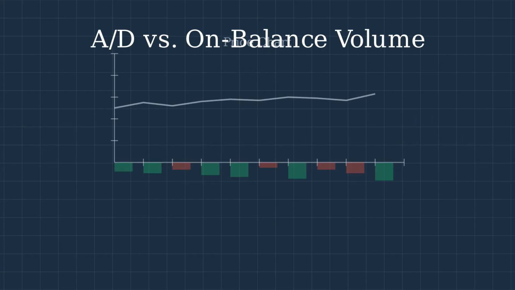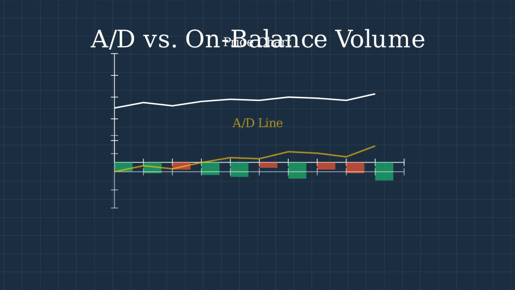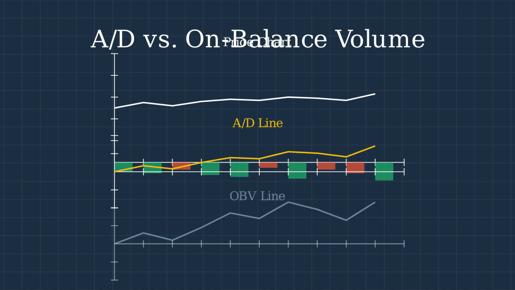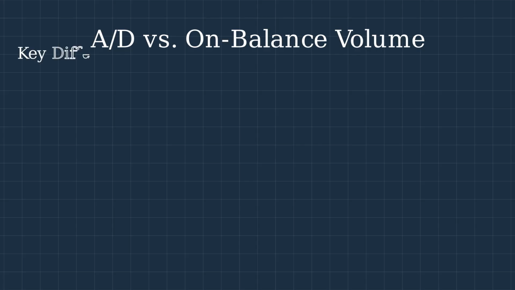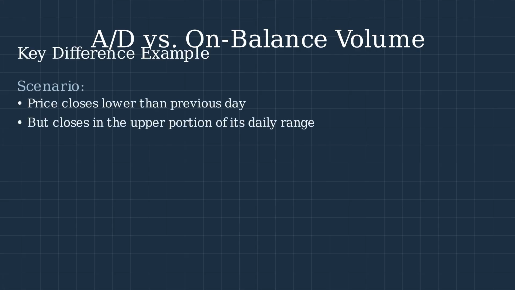To understand their differences, let's observe how both indicators react to the same price movements. The accumulation distribution line considers where price closes within its daily range, making it more sensitive to intraday price action. On-balance volume simply adds or subtracts the entire volume based on whether the close is higher or lower than the previous day. Let's look at a specific scenario that highlights the key difference between these indicators.